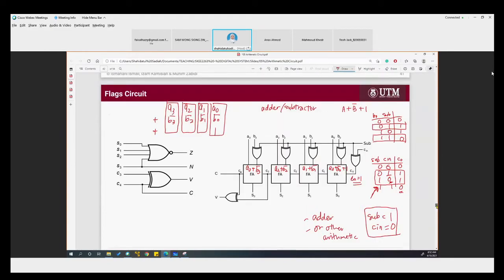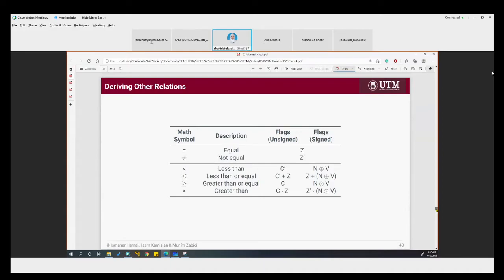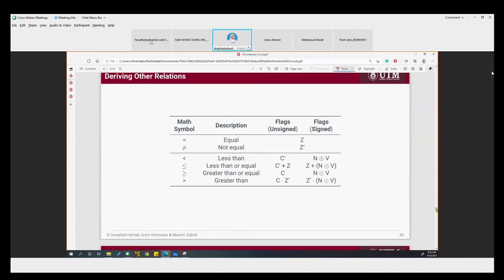Any question here? If not, I would like to proceed. So, deriving the other relations. So sometimes when we compare two inputs, let's say we want to compare input A and B, we use subtraction. We use subtraction as comparator.